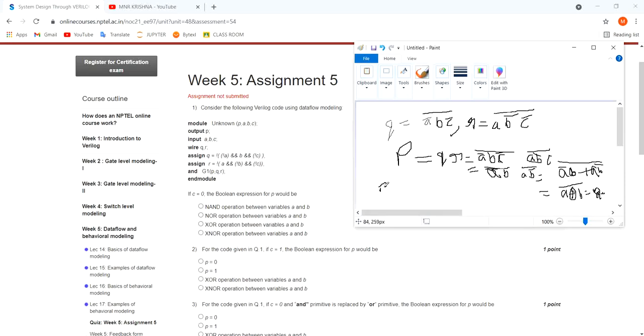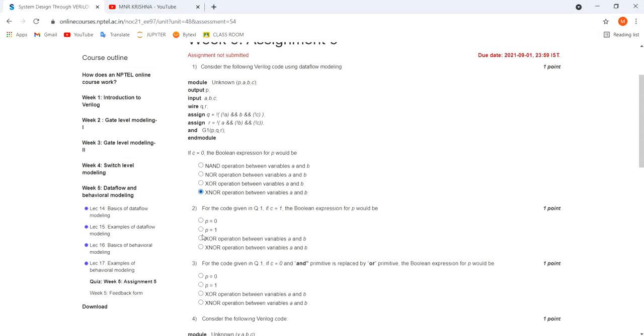So P is equal to A XOR with B. So here XOR operation between variables A and B is the correct answer. So it's the right answer.